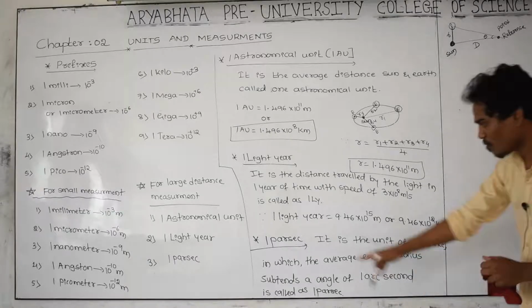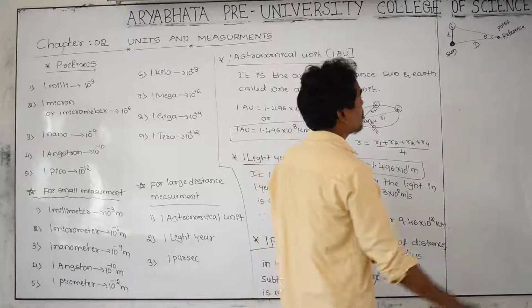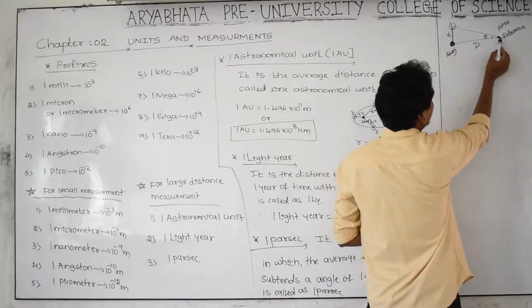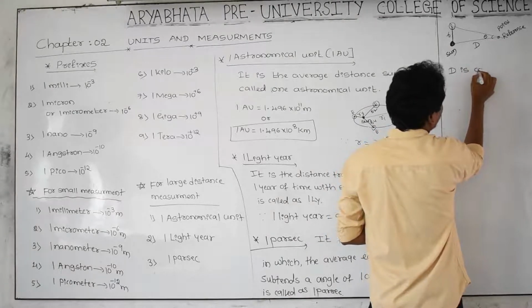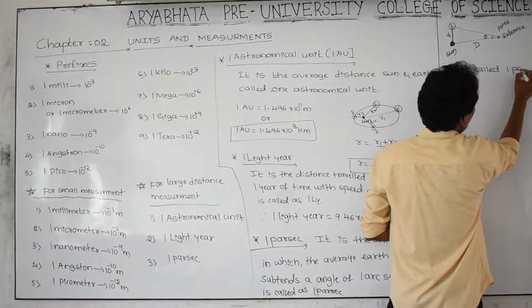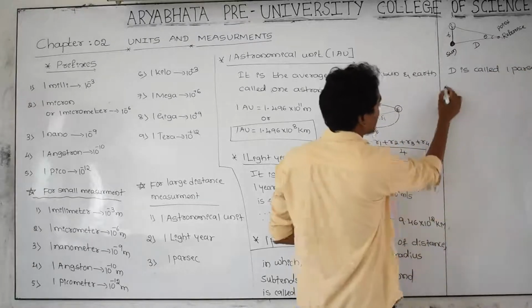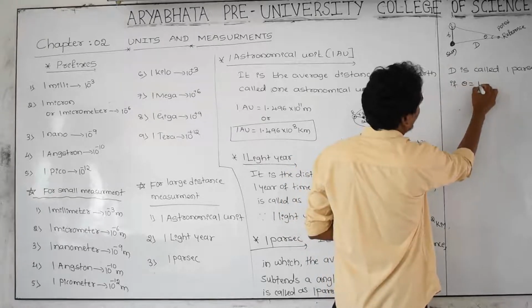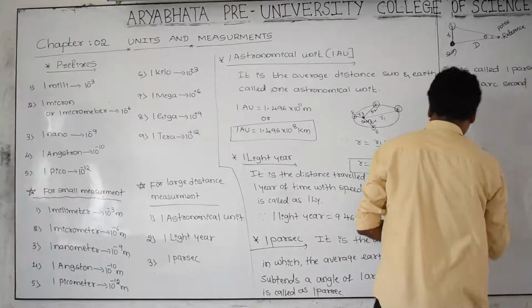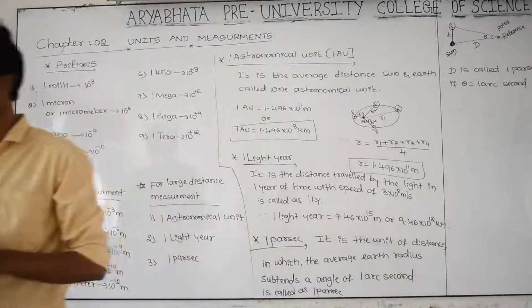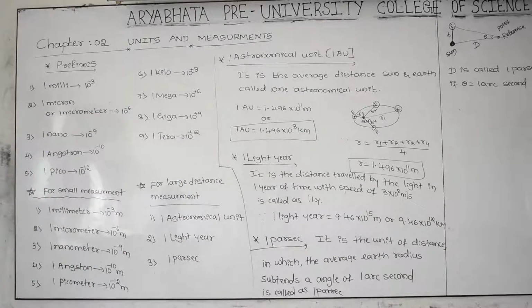This distance we are going to call 1 parsec. 1 parsec means the distance D between the sun and the reference point is called 1 parsec when theta is equal to 1 arc second.